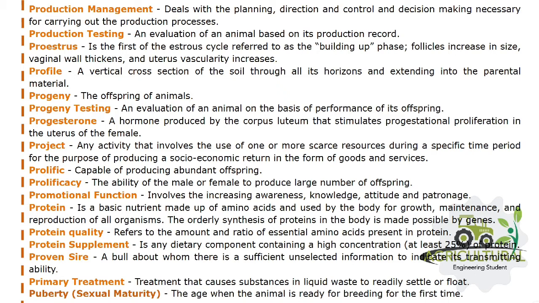Protein quality refers to the amount and ratio of essential amino acids present in protein. Protein supplement is any dietary component containing a high concentration, at least 25%, of protein. Proven sire, a bull about whom there is sufficient unselected information to indicate its transmitting ability. Primary treatment, treatment that causes substances in liquid waste to readily settle or float. Puberty, sexual maturity, the age when the animal is ready for breeding for the first time.